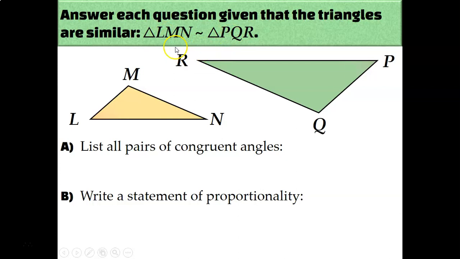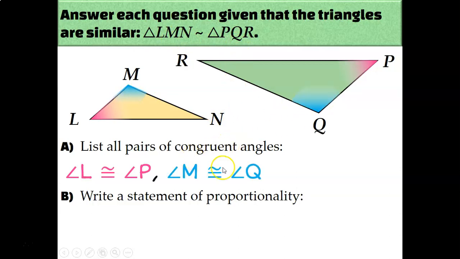That means those two angles correspond, so they're the first pair of congruent angles. Angle L is congruent to angle P. M is the middle letter and Q is the middle letter, so those two angles must be congruent as well. Angle M is congruent to angle Q. And N and R must also be corresponding angles, and therefore they are congruent because the triangles were similar. So you can identify which angles are corresponding and therefore are congruent by looking at the similarity statement.